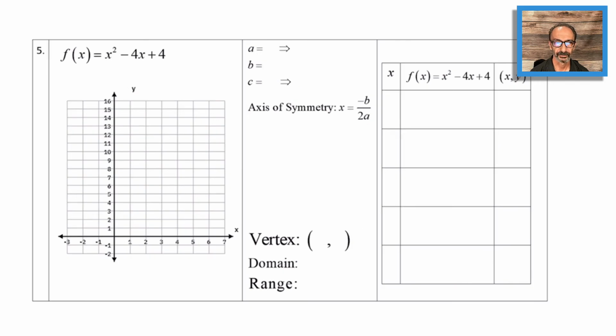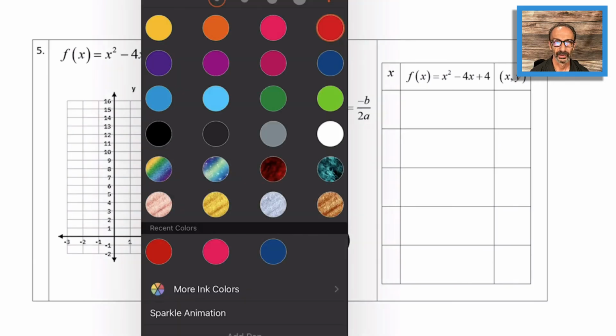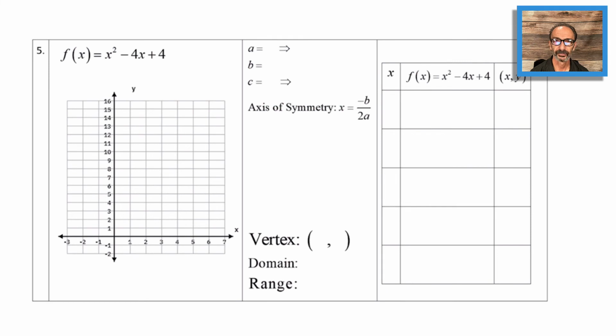Number 5. A is 1. B is -4. And C is 4. Because A is +1, the graph is going to open up, and C is 4, which is the y-intercept. So the graph is going to cross the y-axis at 4.